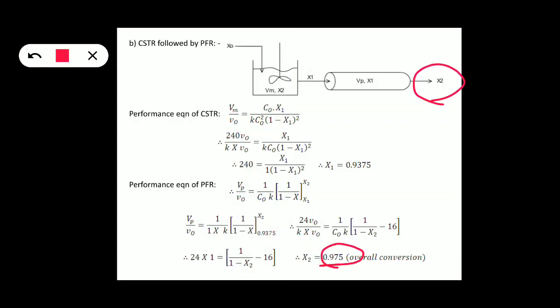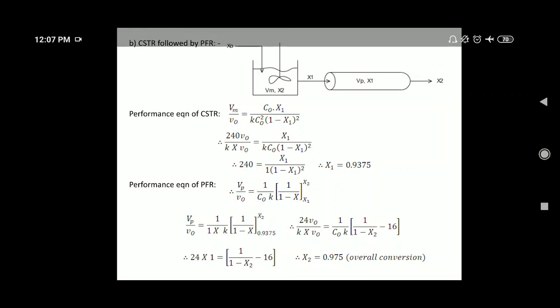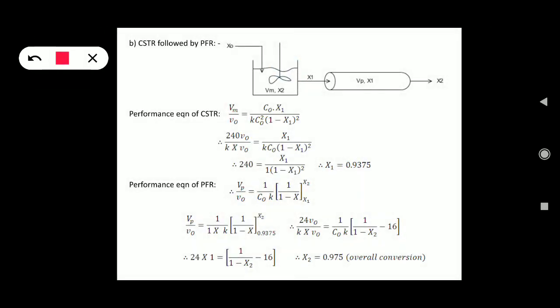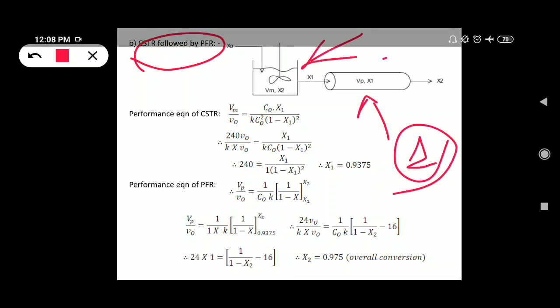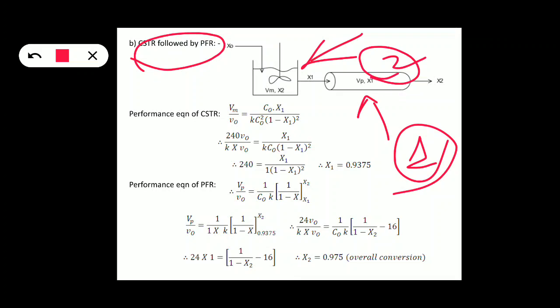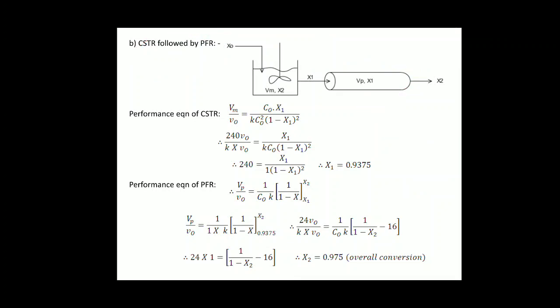So the final conversion will be 97.5%, and in the first case we are getting 98.9%. So comparing PFR followed by CSTR and CSTR followed by PFR, obviously the best conversion we are going to get is in PFR followed by CSTR. So we are going to decide that we use the PFR as the first reactor and the CSTR as the second reactor, so that we can get maximum conversion. Thank you.